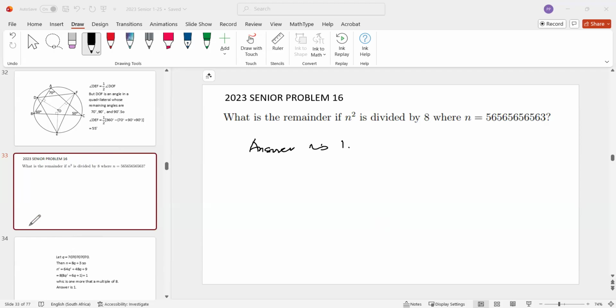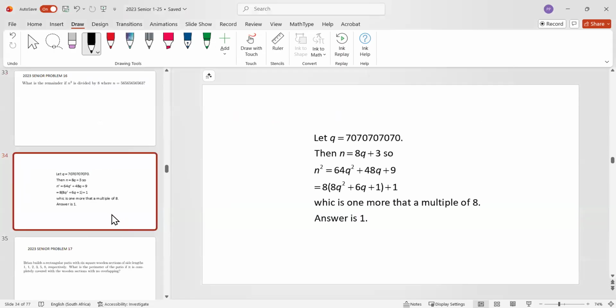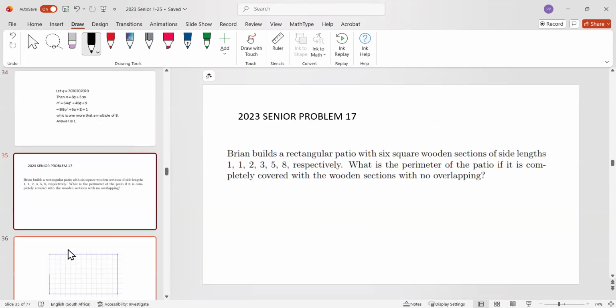Okay, so let's get on to the next problem. Here I use a useful fact, which you can use at other times. I've actually proved it for you here in a different way, so you can have a look at that. If you did not know this fact, you can still prove this. All right, so let's get on to the next problem, which is now problem number 17.